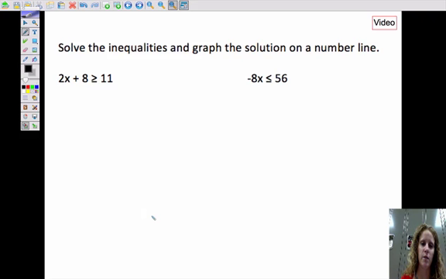We're going to solve these inequalities just like we would an equal sign. So again, I'm going to draw my line down from the inequality. I'm going to subtract 8 from both sides. And then I have that 2x is greater than or equal to 3. Divide by 2. And x is going to be less than or equal to 1.5.